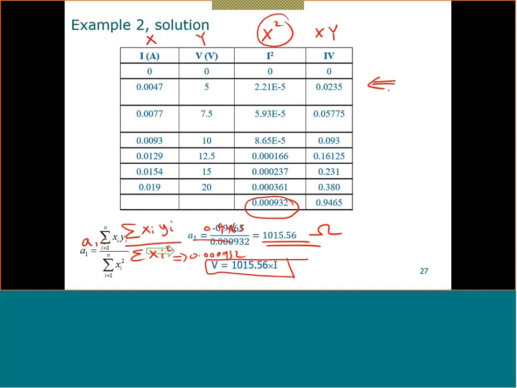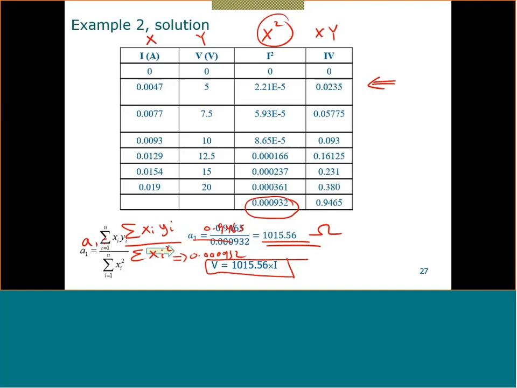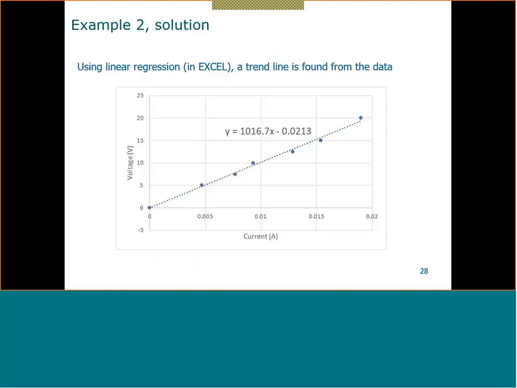Here, I did the same thing. I tried to do it in Excel. So this is 1015. Here it is 1016. So it's close enough. Here is minus 0.021. Remember, this is 1,000 and this is a fraction. So it does not really go through the 0. This is a little bit of deviation, which is okay, instead of 0. Okay.